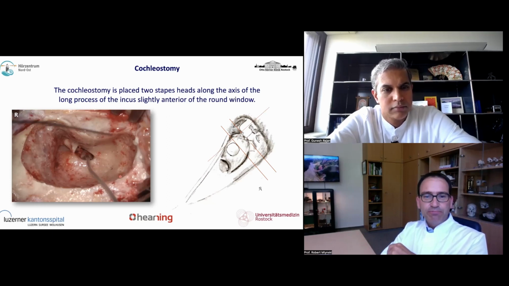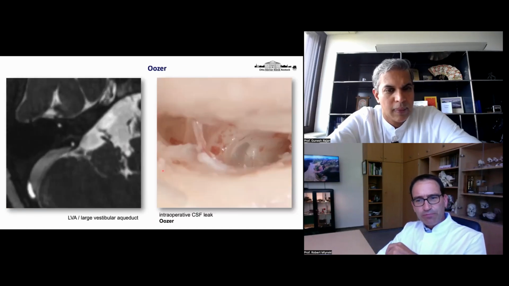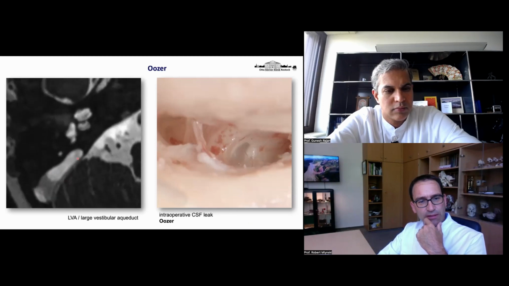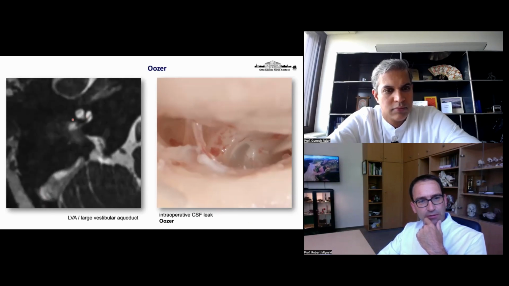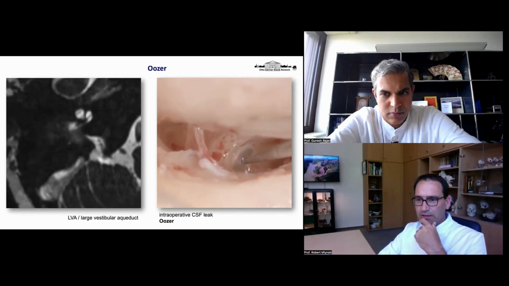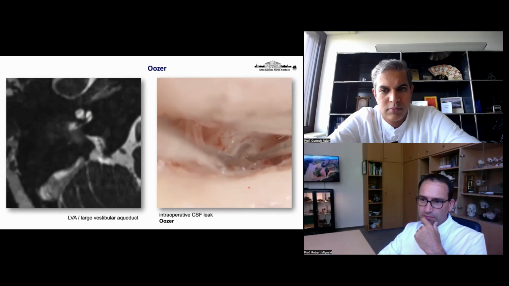Okay, so malformation. Here you see a large vestibular aqueduct, cochlea and cochlear aqueduct, and there CSF comes out, an oozer. How do you deal with this?